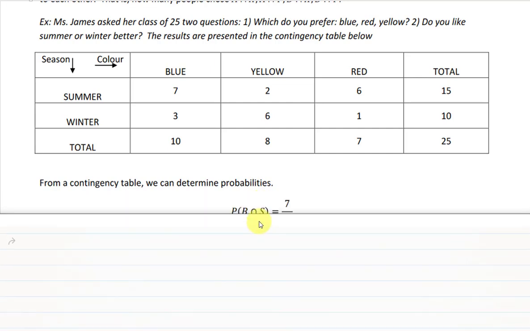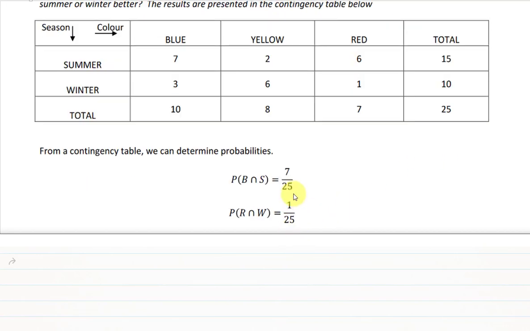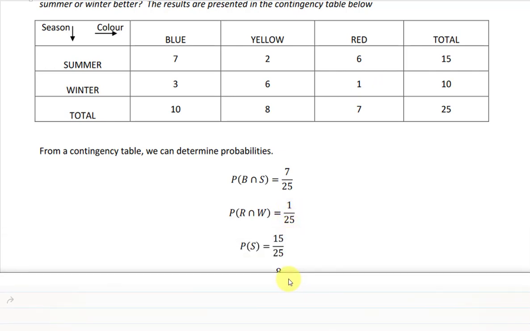So for example, what is the probability that a student likes the blue color and also prefers summer? Blue and summer is 7 out of the total of 25 students. Or you can find the probability of a student who likes red and winter. The red is right here, the winter is right here, so together there is only 1 out of 25 students. And so on.